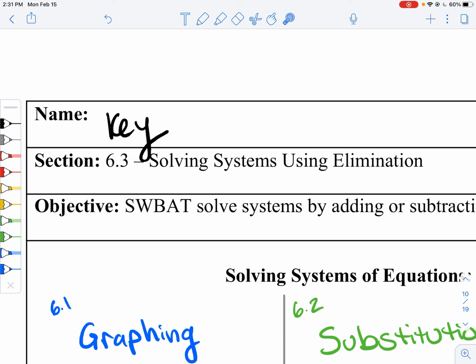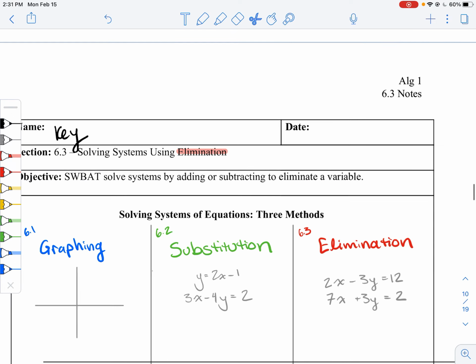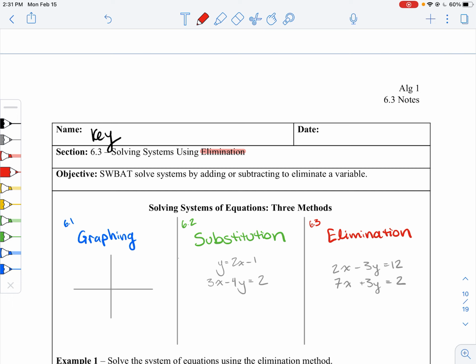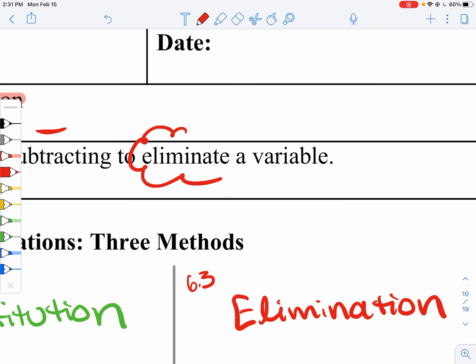Hi guys, welcome to your Chapter 6, Lesson 3 notes on solving systems using elimination. Woo, it's the last of the 3 that we will be talking about. By the end of the day, you'll be able to solve systems by adding or subtracting to eliminate a variable. Keyword: eliminate a variable. We've already eliminated one before, but this time it's cooler.